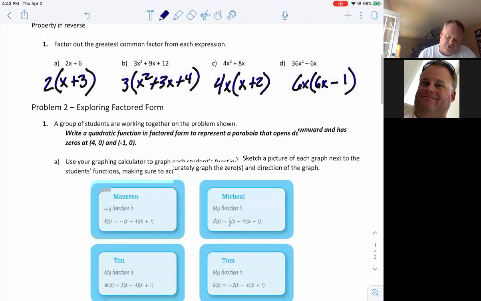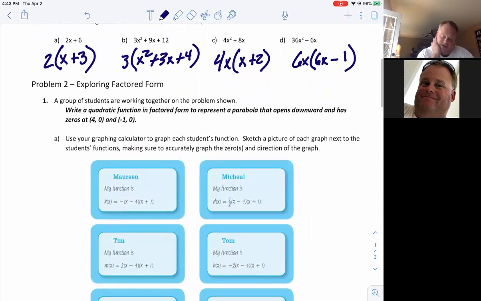Now, problem number 2 basically states that a group of students are working together on the problem shown. Write a quadratic function in factored form to represent a parabola that opens downward and has zeros at (4, 0) and (-1, 0). Okay, so the zeros are at (4, 0) and (-1, 0). So I know that I'm going through positive 4 on the x-axis and going through -1 on the x-axis as well, okay? And I want it to open downward and have those zeros.